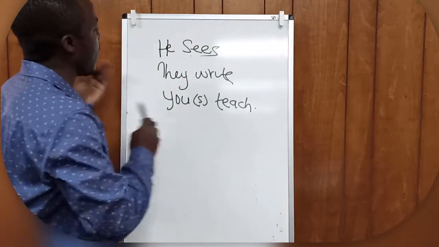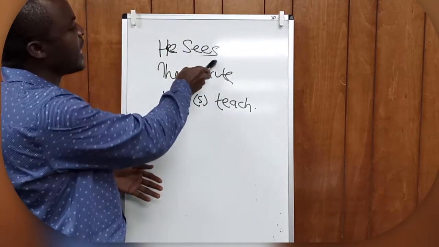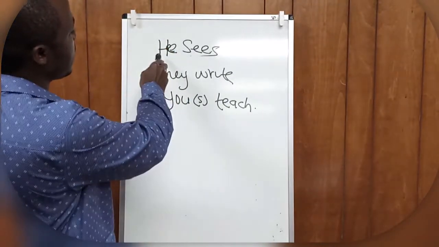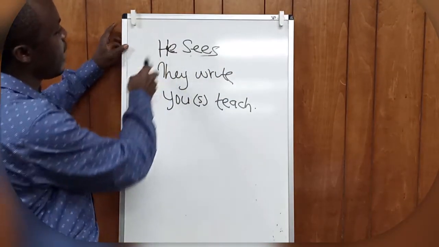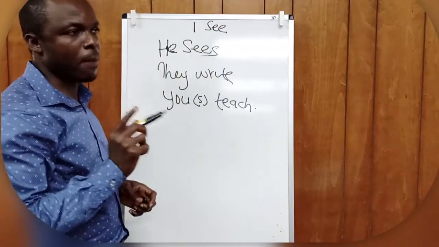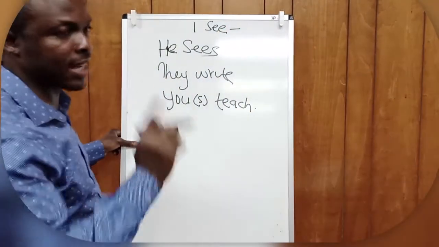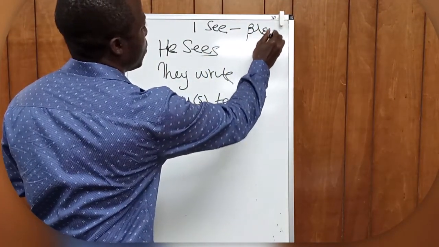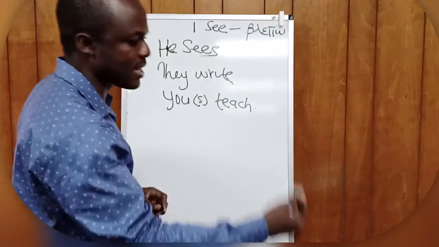Therefore, we look at the statements here. He sees. To convert this to Greek is very, very simple. What is this statement? He sees. When you want to use the first person here, you'll be talking of I see. Then from your vocabulary, which Greek word corresponds with I see, as I gave us earlier on? It is blepo. Blepo corresponds with I see.